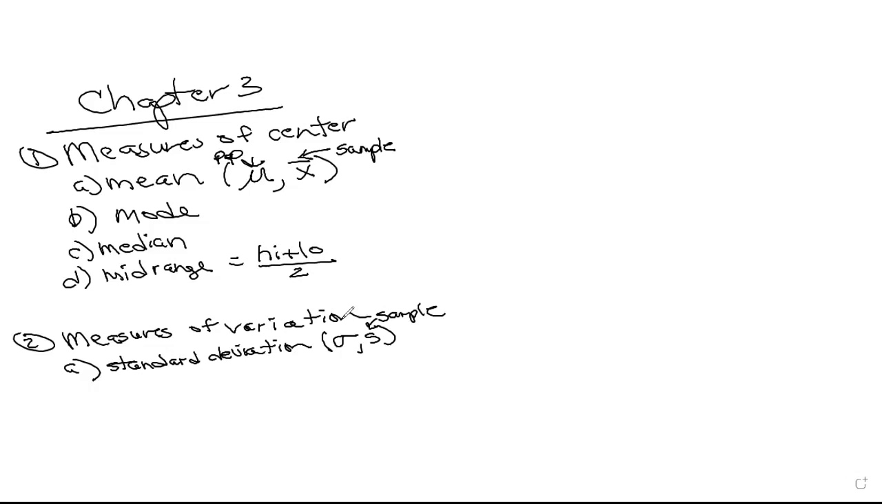Okay. Now, you've also got to be able to do variance. Now, remember, variance, you just take your standard deviation and you square it. So if your standard deviation was 3, that means your variance would be 9. Okay.